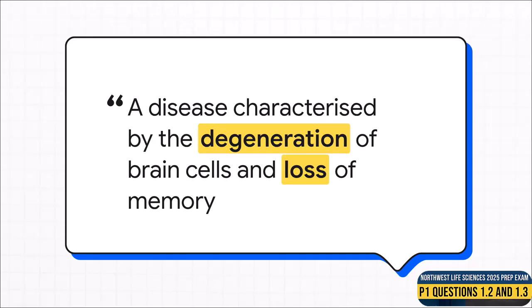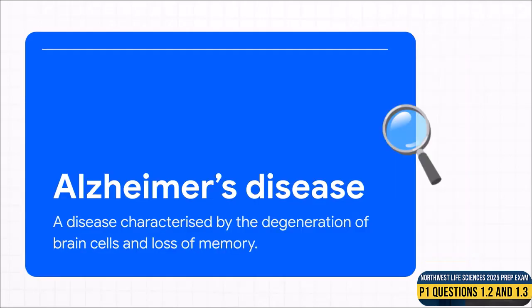Here's the description for 1.2.7. A disease characterized by the degeneration of brain cells and loss of memory. Again, just take a moment. What disease are they talking about here? You got it. It's Alzheimer's disease. And this is a perfect example of the key word technique. The phrases degeneration of brain cells and loss of memory, those are the definitive clues. They point directly to Alzheimer's, and they separate it from other neurological conditions. It's simple, once you know what you're looking for.